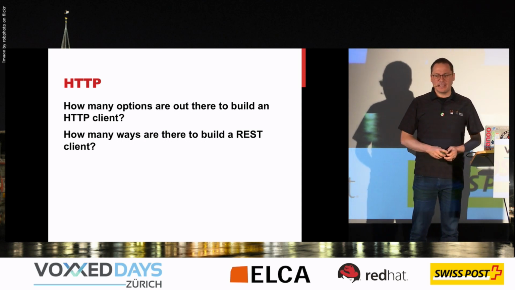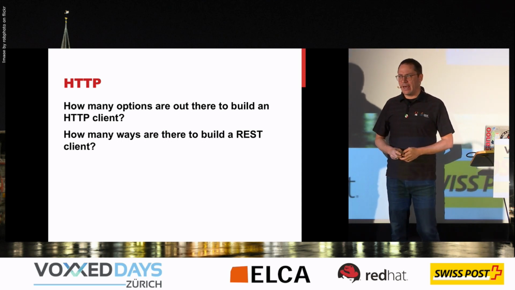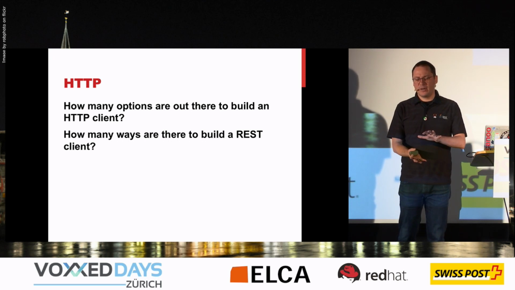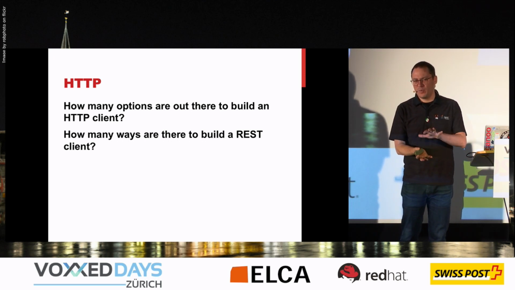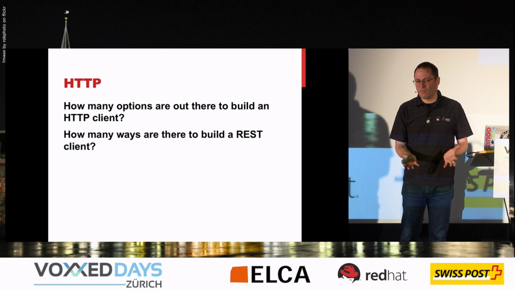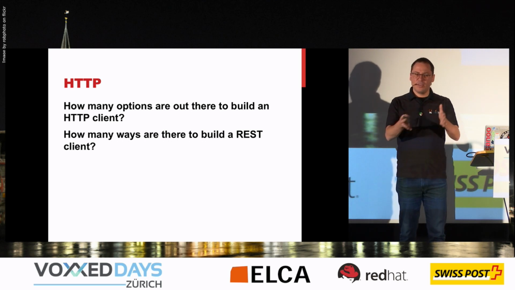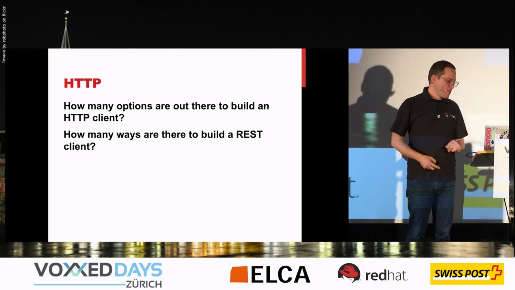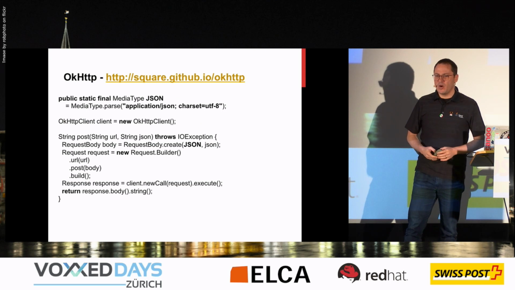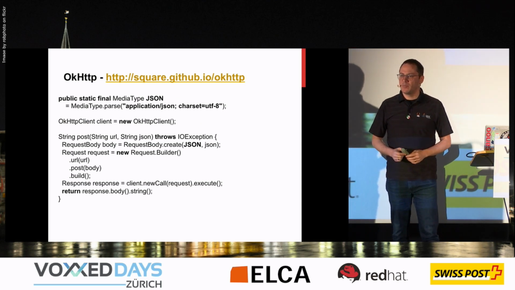And how many ways are there to deal with REST, considering that if you read the paper or the description of how REST should behave, there's only one way? So how many ways can we do this thing? Just one way. Why do we have to implement it very differently for every single project? So I will propose to use OkHttp.